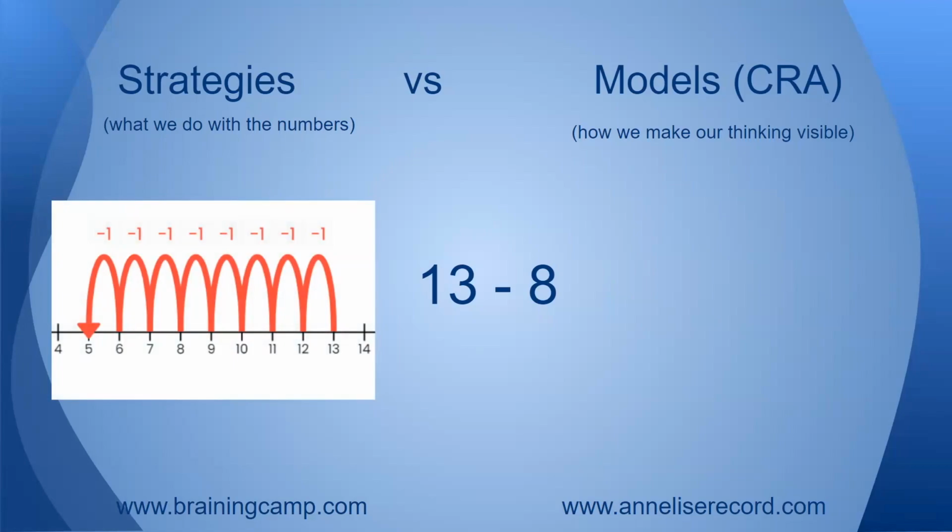So their strategy is counting back, right? But I'm modeling that on this number line. I'm showing that 13 and counting back 8. And I'd be curious if you can think about where the answer is on this model.